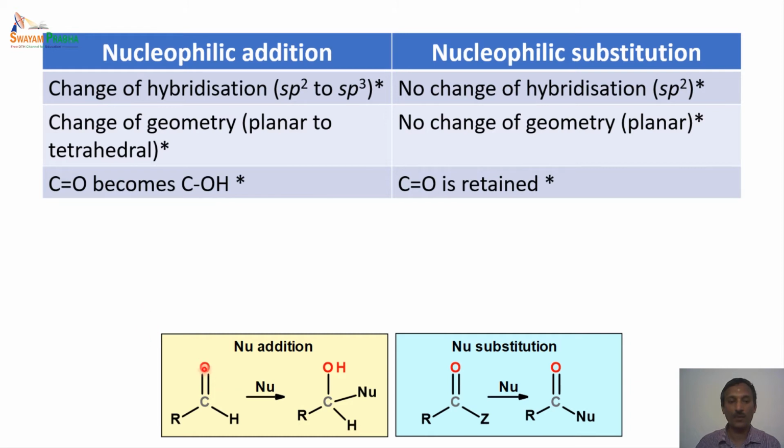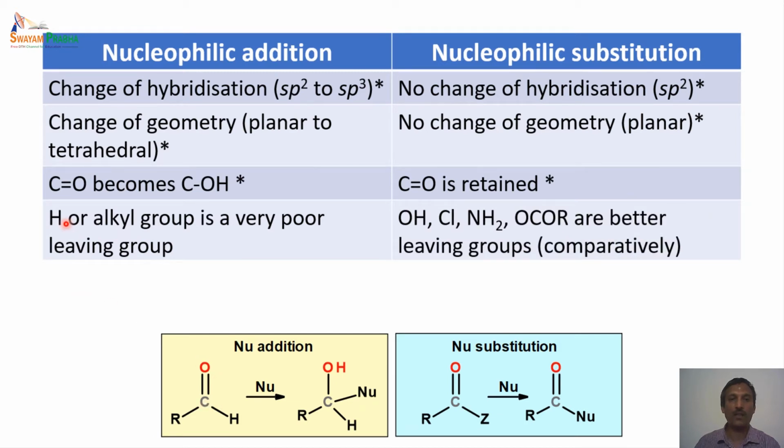And here, see, this C double bond O becomes COH. So a double bond is getting converted to a single bond, whereas in the case of nucleophilic substitution, the C double bond O remains as C double bond O. In other words, C double bond O is retained. So whatever we are mentioning here is with respect to the reaction center.